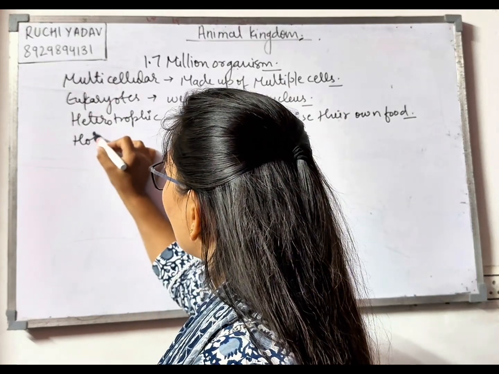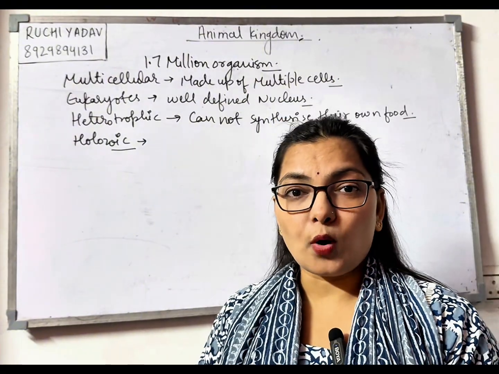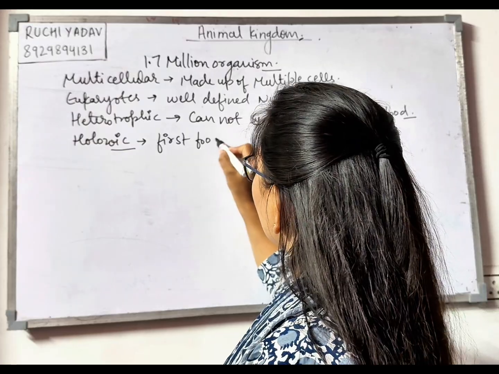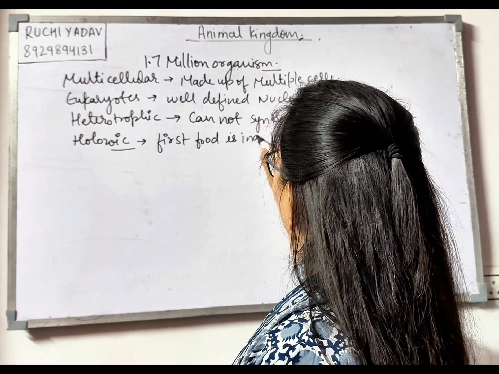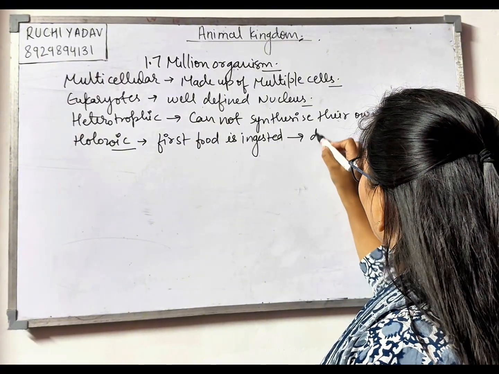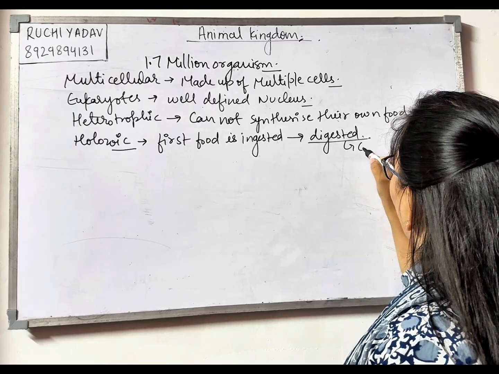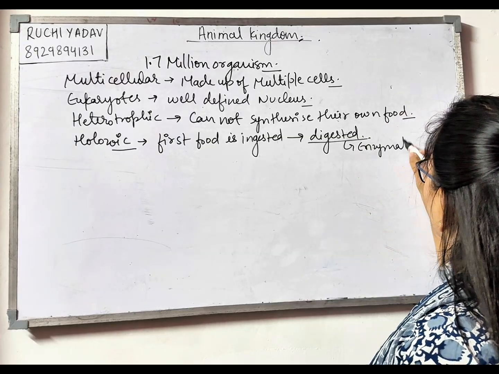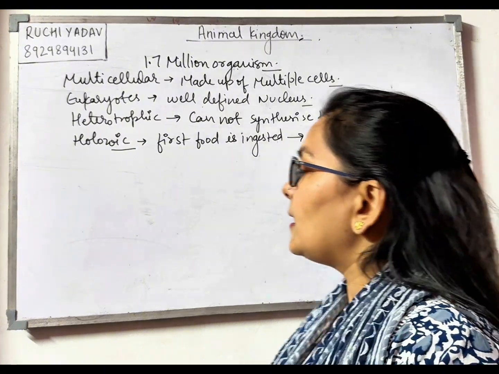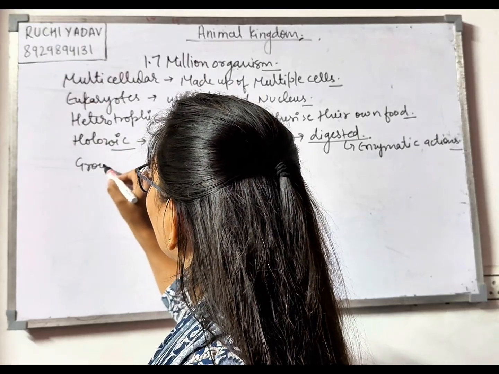Then they show holozoic mode of nutrition. What does it mean? It means that the food is first ingested. It is taken inside. Then it is digested. Right? How is it digested? By enzymatic action. Alright? Then we can consider that animals can also show growth.